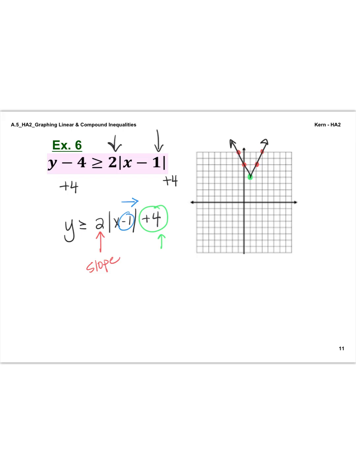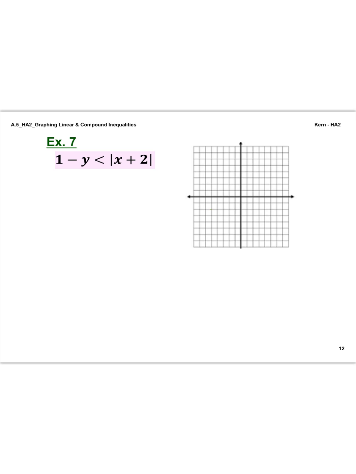And now we shade, and we're greater than, so we go up, so the whole inside of the V again. So if you went down, you would shade the whole outside of the V. All right, one last example. Go ahead and see if you can figure it out.